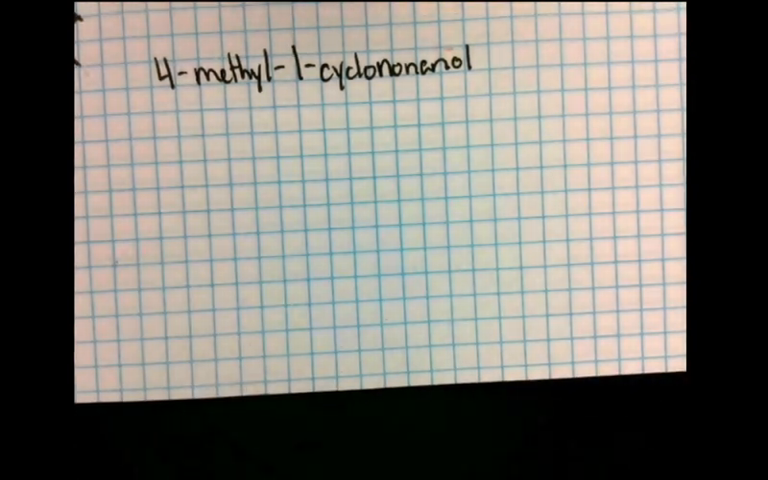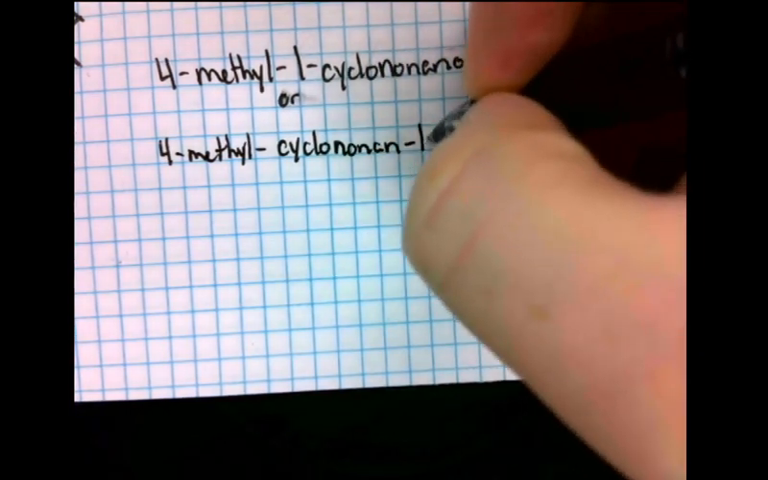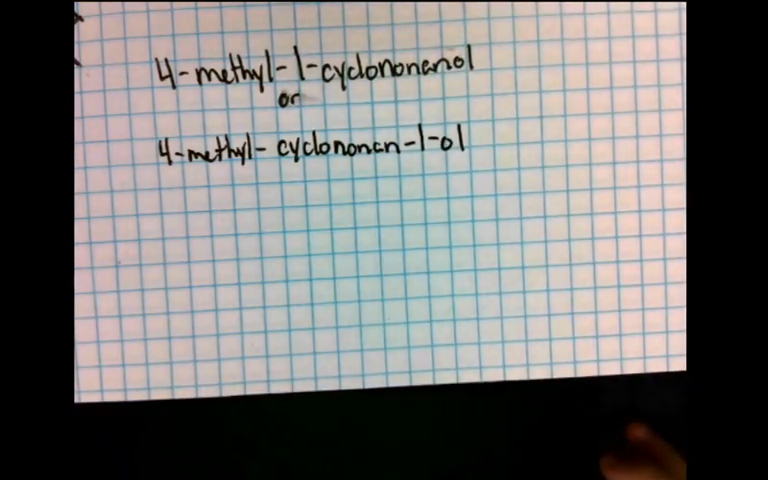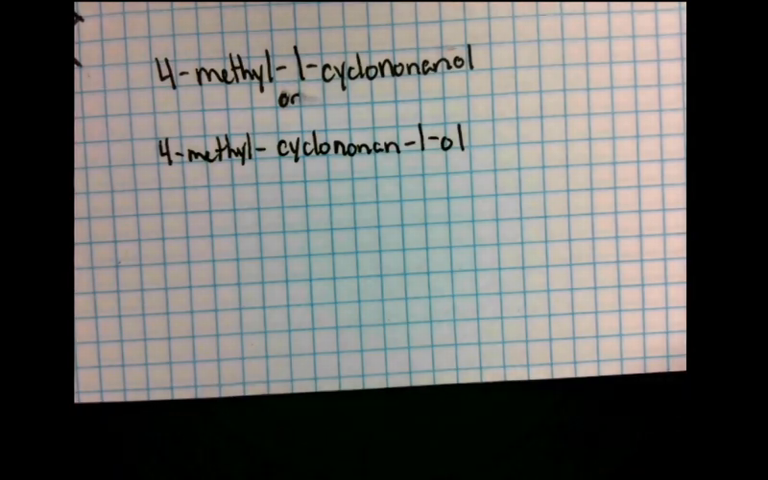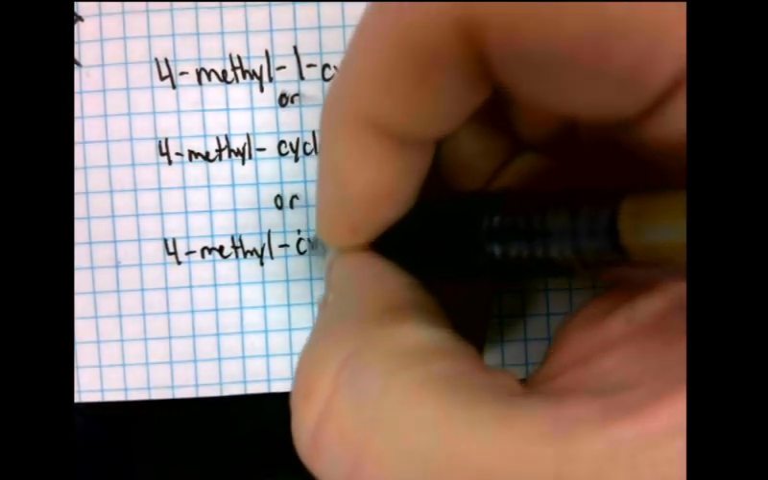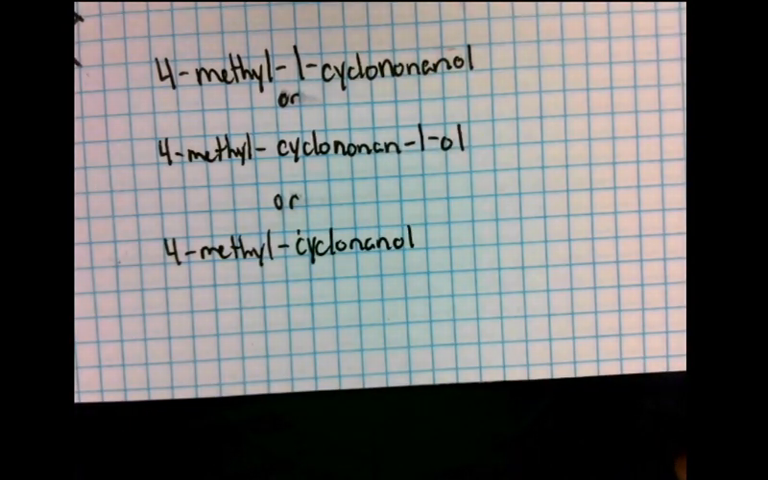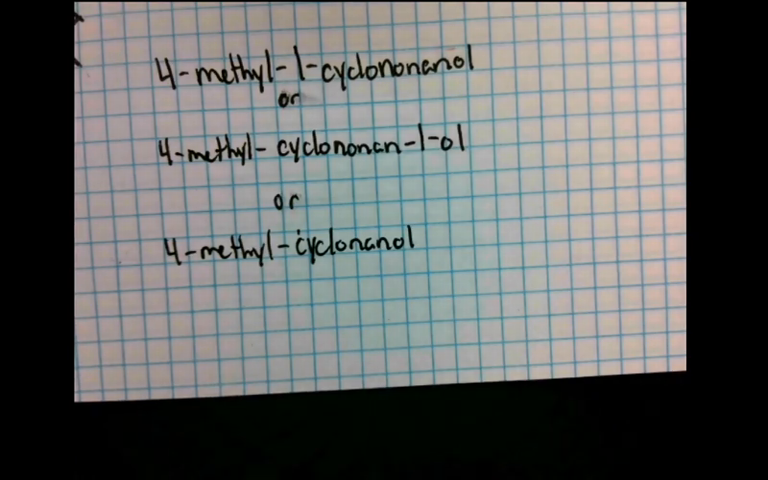4-methyl, 1-cyclo-nonanol. Or the other way it would be 4-methyl cyclononan-1-ol. Technically, you don't even actually need the 1. So you actually could also write this as 4-methyl cyclononanol, which is just even weirder. But all three of these would mean the same thing.